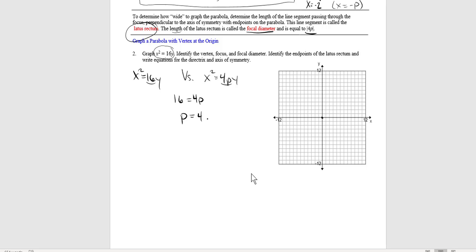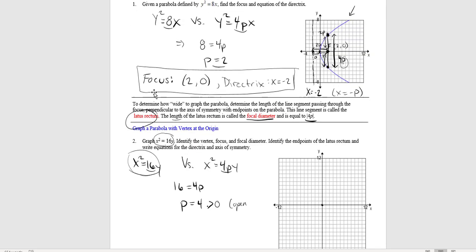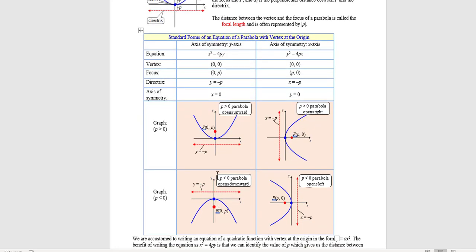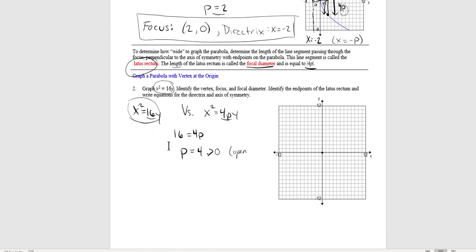And we know this thing is opening in the x direction. And since p is positive, it opens in the positive x direction. Oh, I'm saying that backwards. Positive y direction, right? This is a vertical opening. This is x squared equals 4py, vertical opening. Sorry about that. This is opening in the positive y direction.